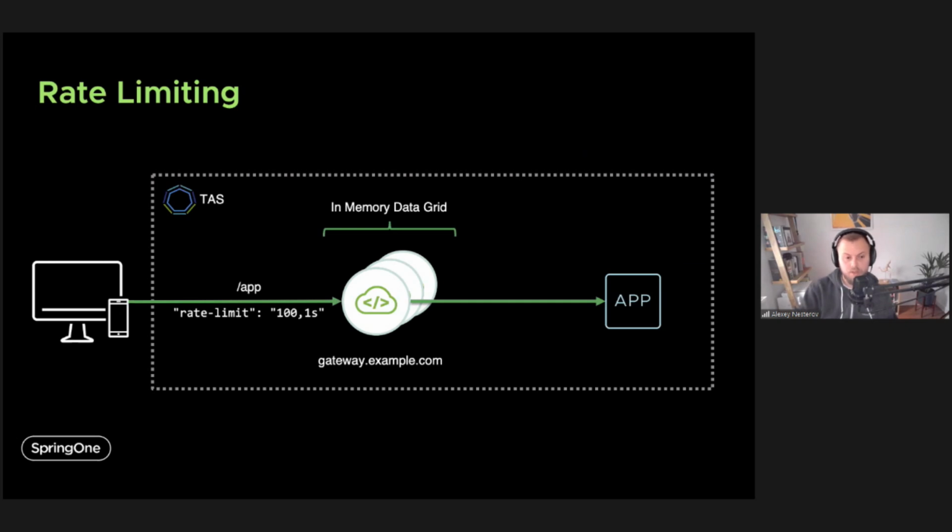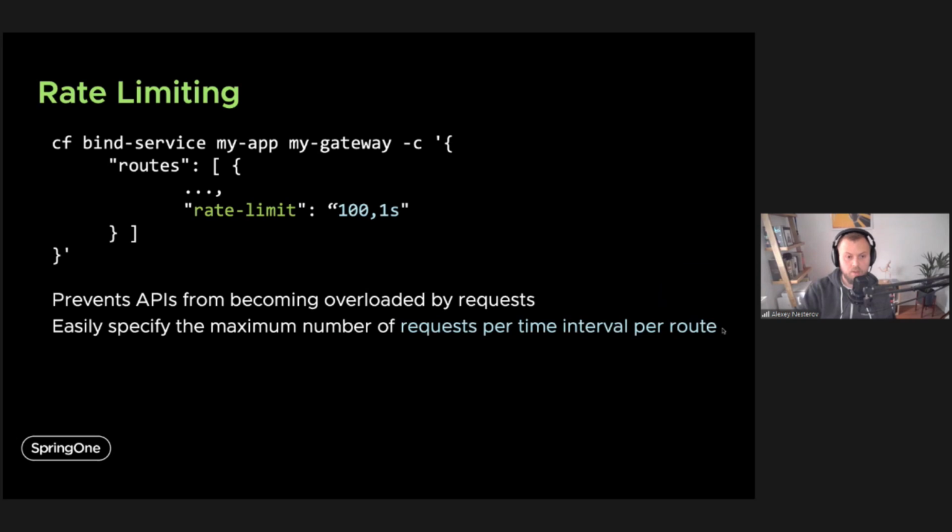Again, on your route definition, you can just put rate limit and give it a value, which is a number of requests, comma, and a period of time. In this example, we have 100 requests over 1 second. And that's it, the gateway will deal with the rest. It will maintain up-to-date rate limits across the cluster, so no matter which instance is hit by the request, it will apply the correct rate limits.